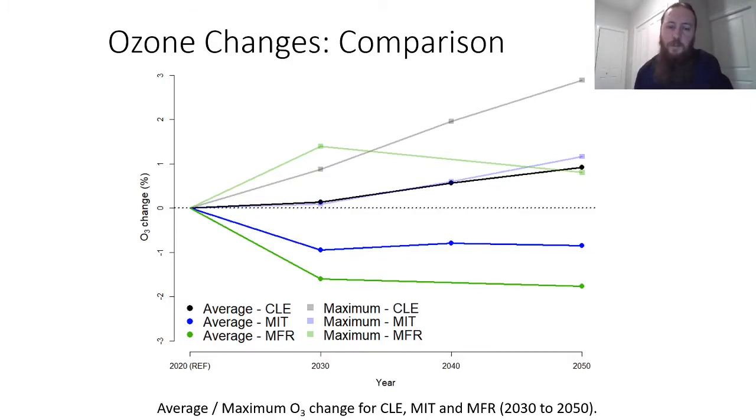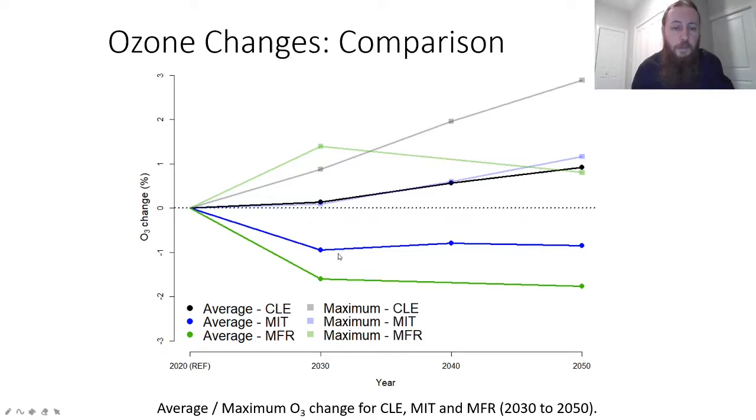So this is the comparison of the runs. I'll show you this black line is the average changes on ozone concentrations for the current legislation scenario. So we have an increase on average on all domain. This gray line is the maximum for many regions. So this is the worst case for our emissions.